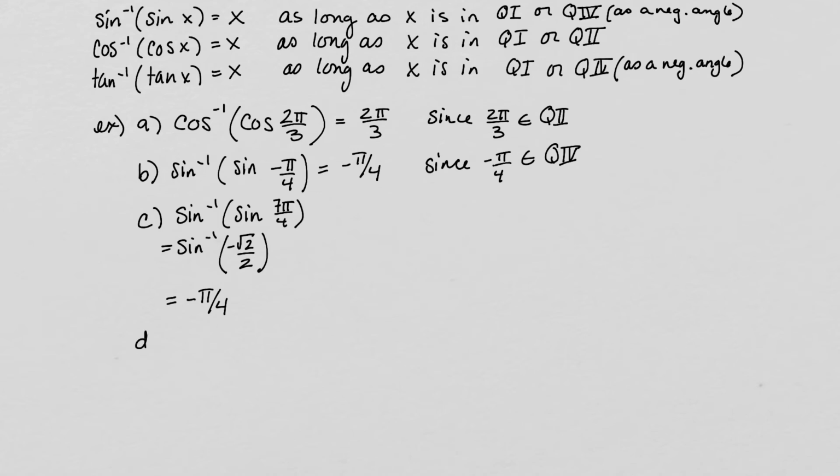Okay, let's look at another one here. What about the inverse cosine of the cosine of pi over 7? So pi over 7 is not on the unit circle, right?